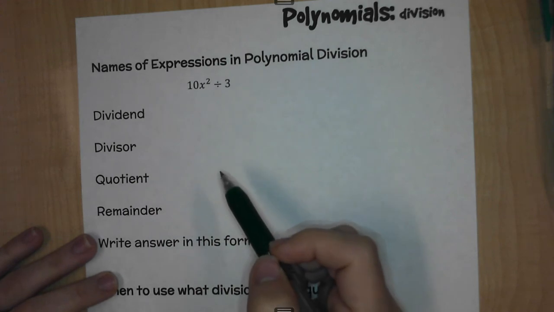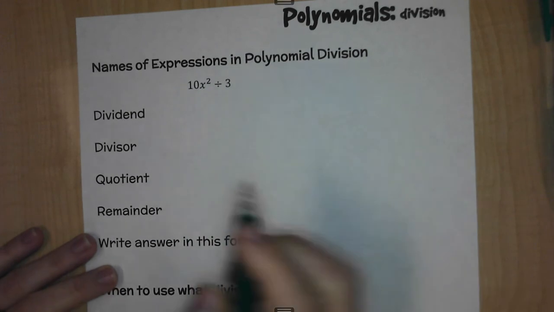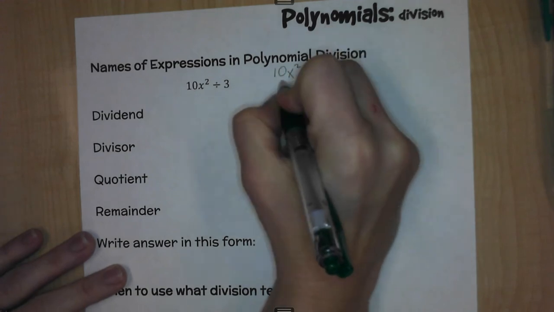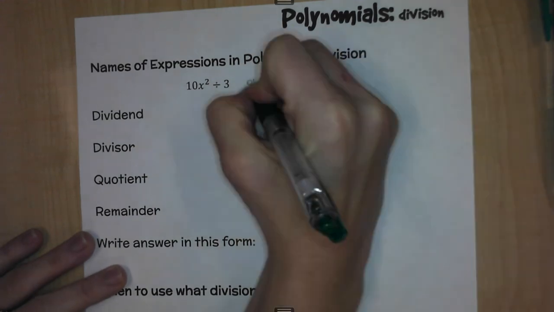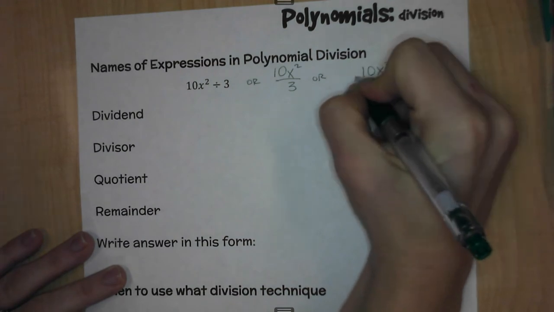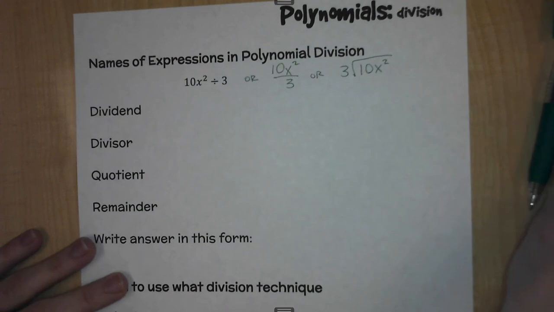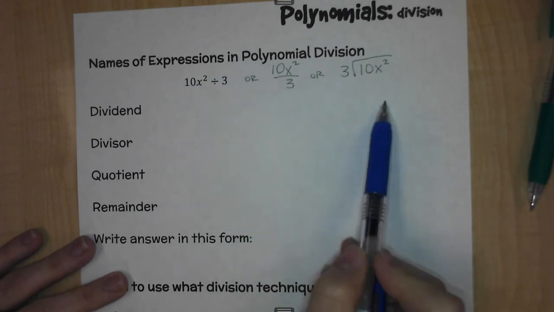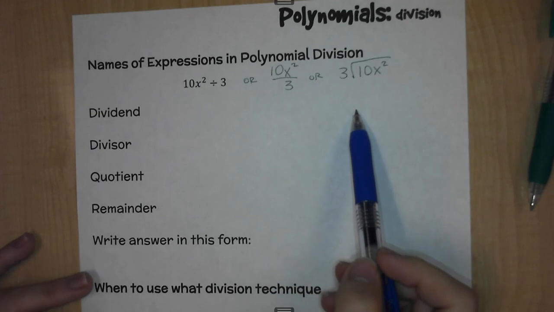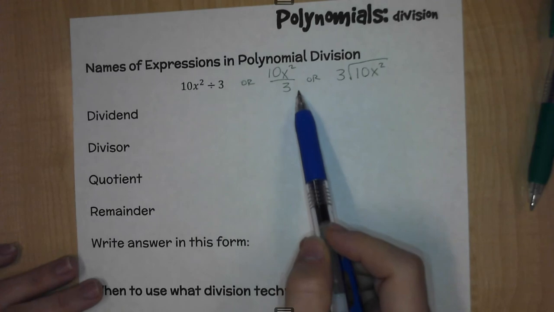But we might have forgotten what they mean in regards to our division. So remember also, I can write this division as 10x squared over 3, or I can write it as 10x squared divided by 3. And we're going to see all of these in all of our polynomial division. And of course, it's going to get a little bit more complicated than 10x squared divided by 3.